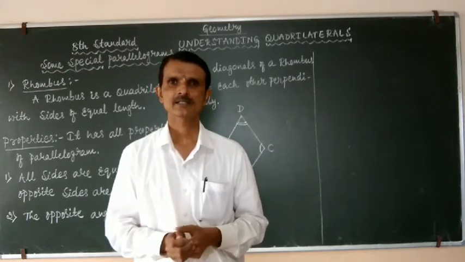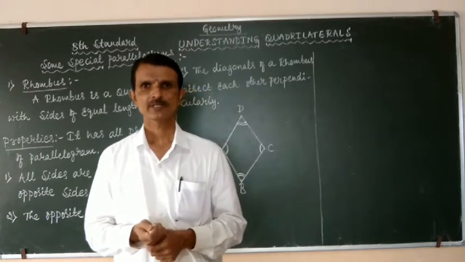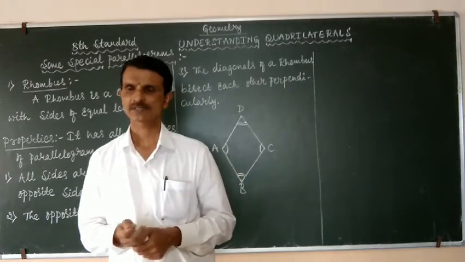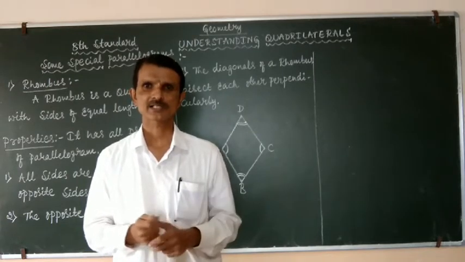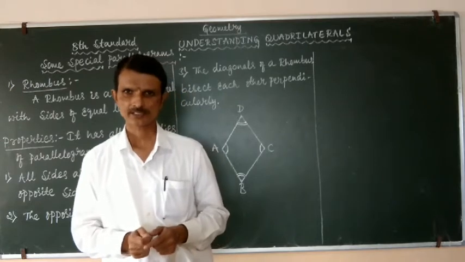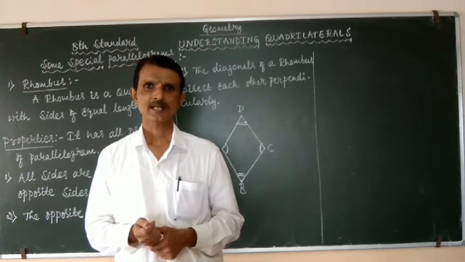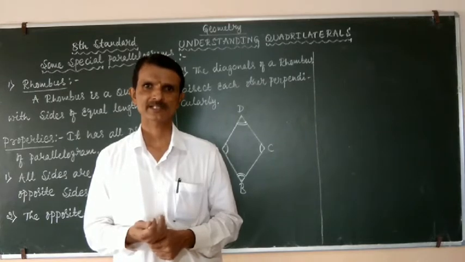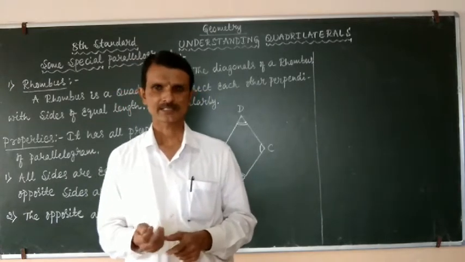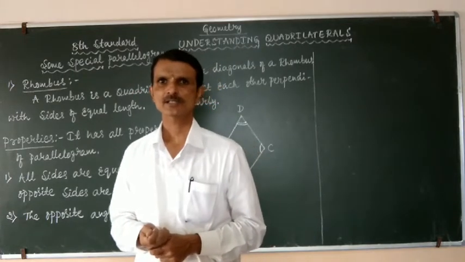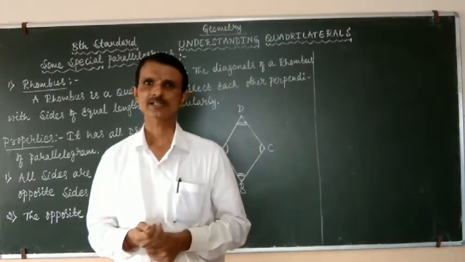Students, let us recall the properties of the parallelogram. Those properties will be very important for referring to these special types of parallelograms. We know that in a parallelogram the opposite sides are equal and parallel, and the opposite angles are equal. The next property is that the sum of the adjacent angles is supplementary, that is, equal to 180 degrees. And the diagonals bisect each other.